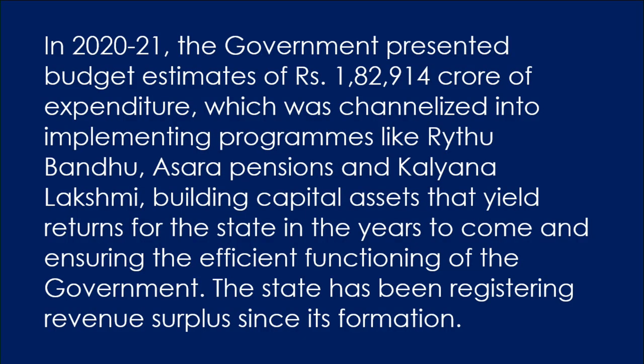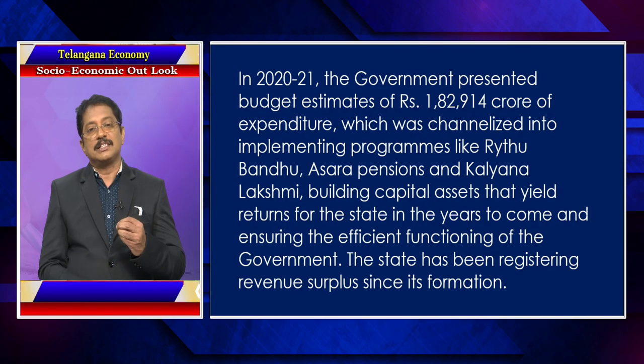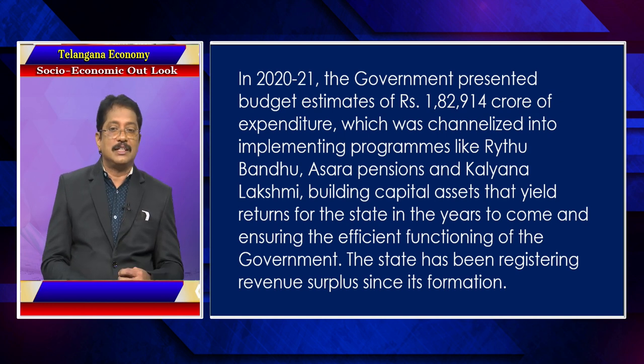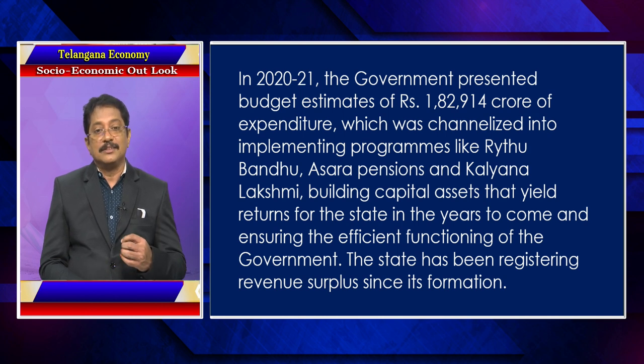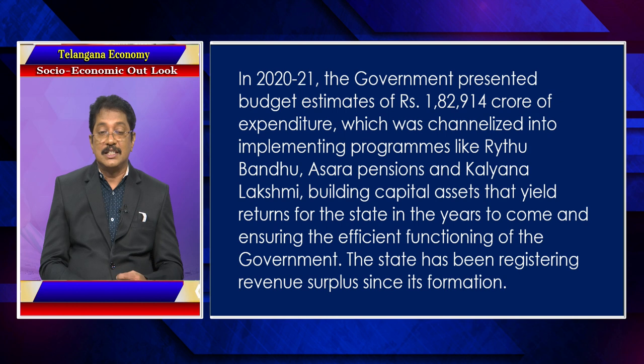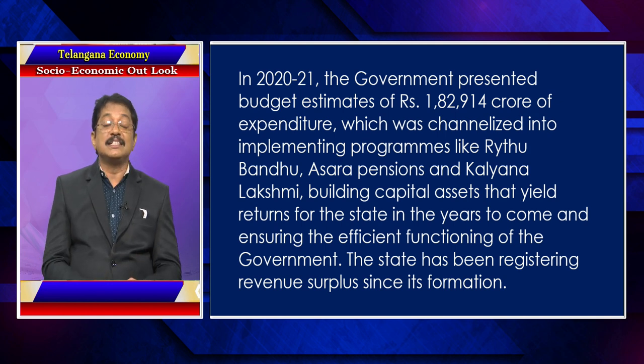In 2020-21, the government presented the budget estimate of 1,82,914 crores of expenditure, which was channelized into implementing programs like Raitu Bandhu, Asara Pensions, Kakatiya, Kalyana Lakshmi, building capital assets that yield returns for the state in the years to come and ensuring the efficient functioning of the government. The state has been registering revenue surplus since its formation. That's the reason even our Chief Minister announced that we are the richest state in the country.